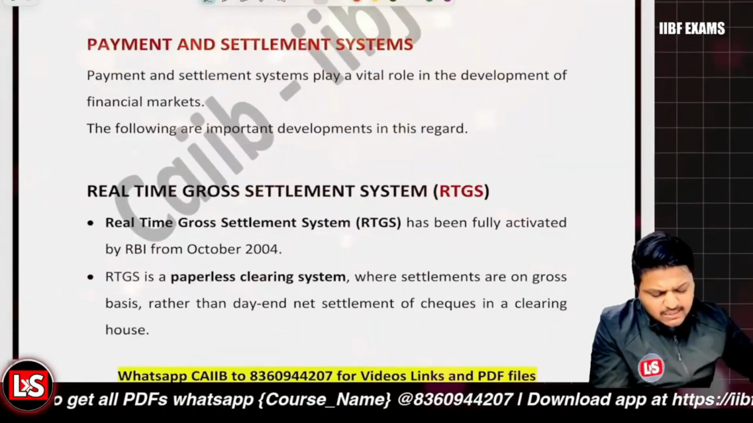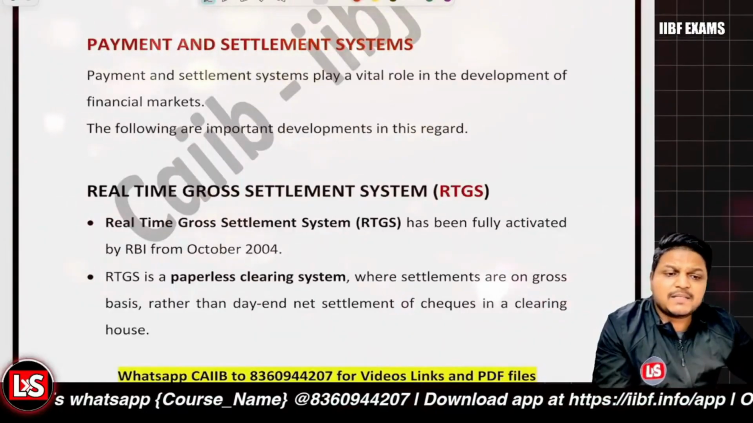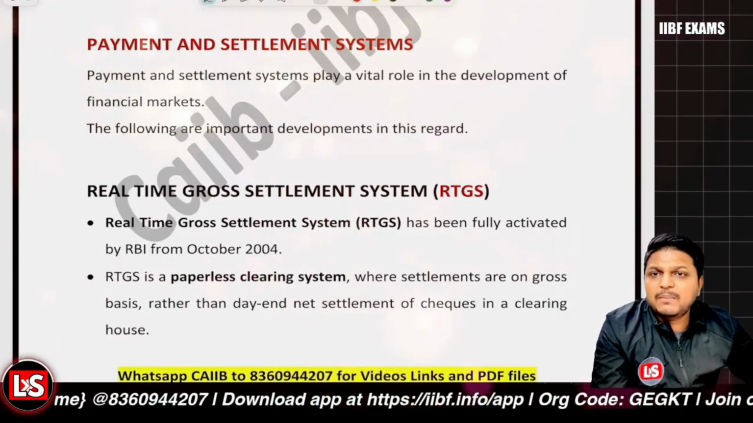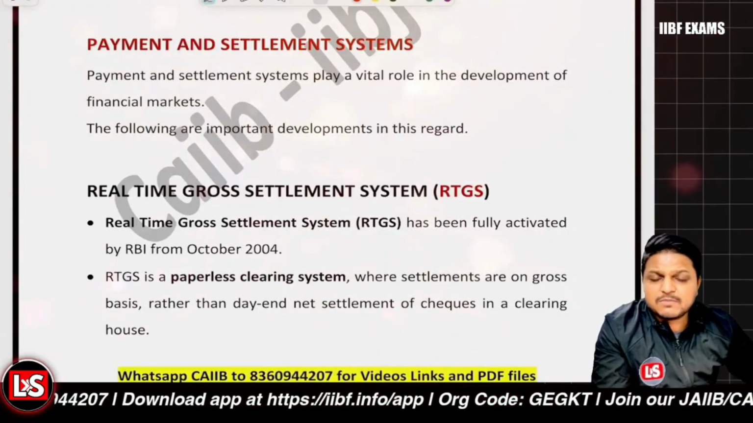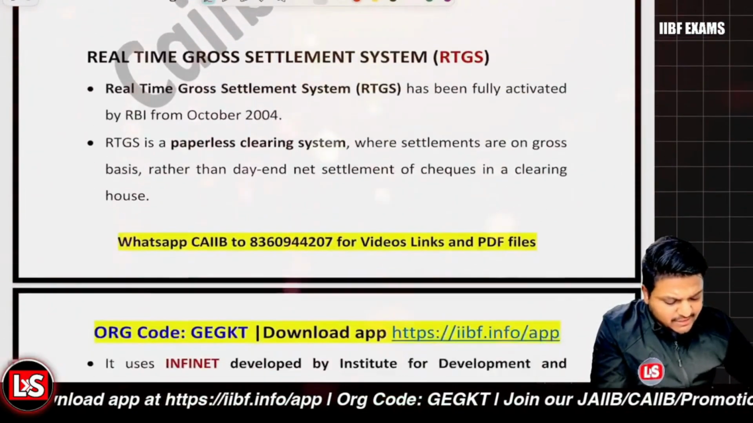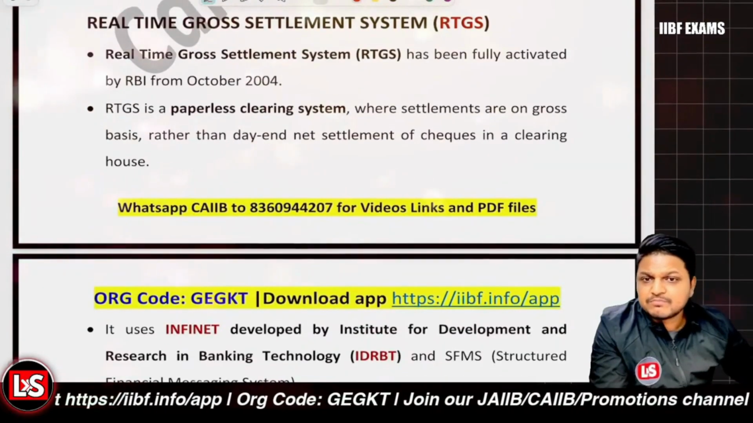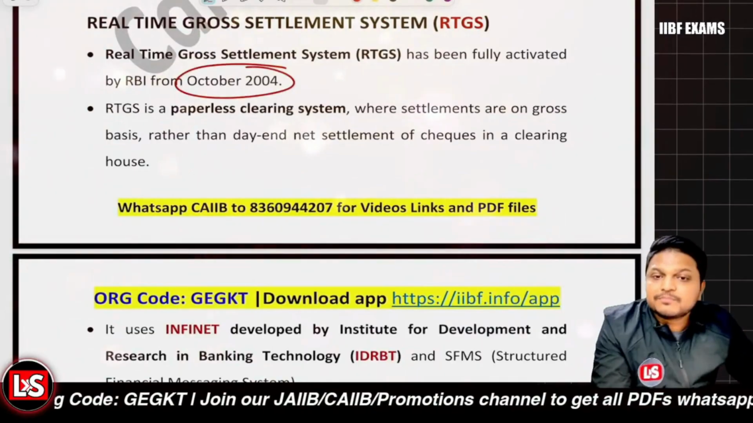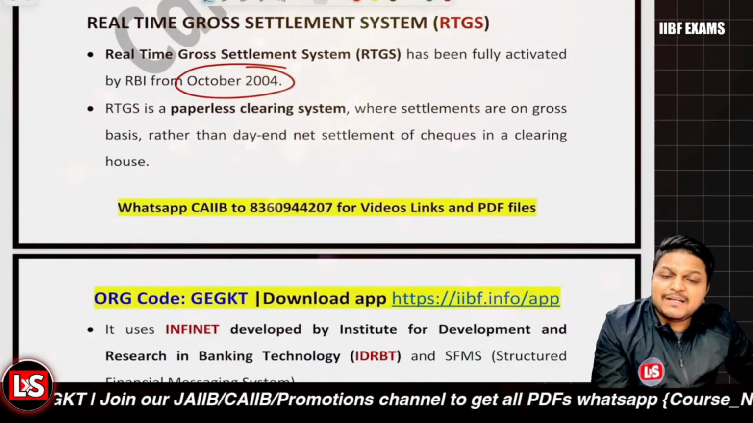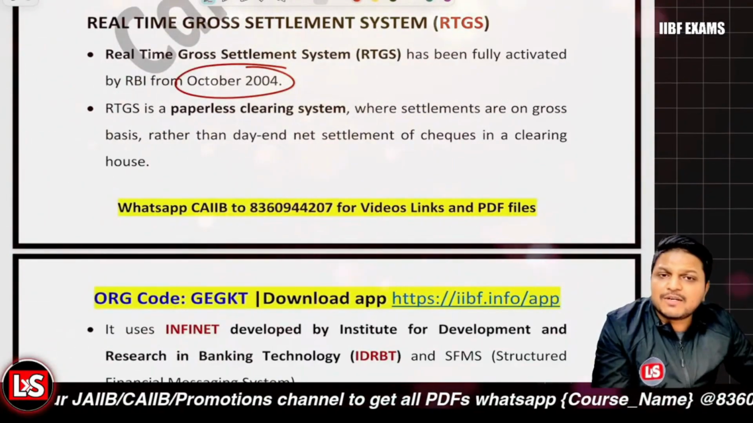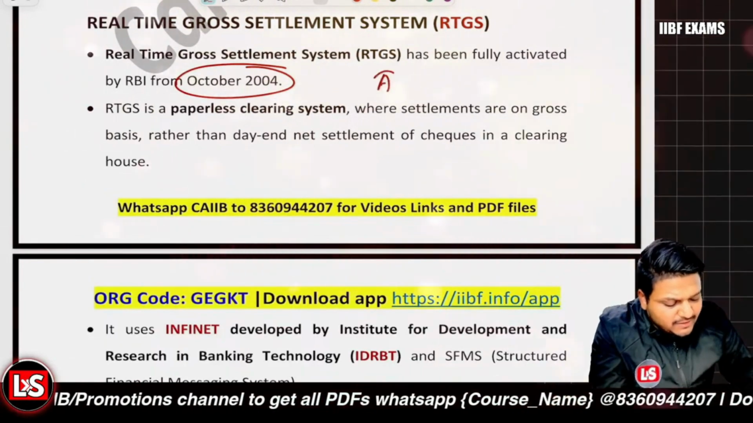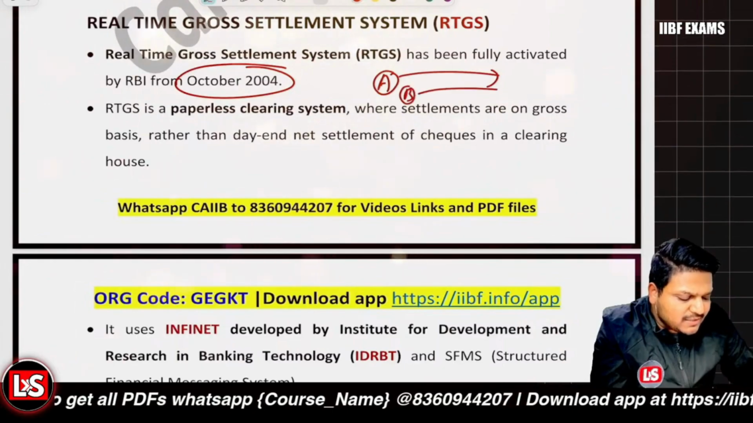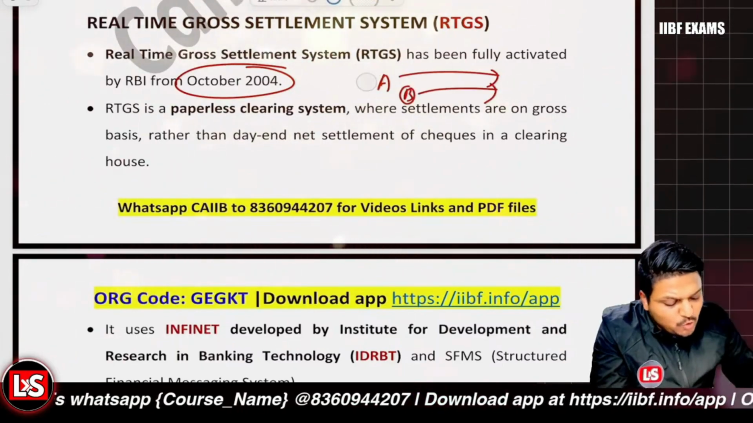Now, after that, it's about the payment and settlement systems. The first one is the RTGS, that is the Real-Time Gross Settlement system. It started in October 2004, and it's on a real-time basis. There is no netting of transactions. If A did a transaction, it will be settled individually. If B did a transaction, it will be settled individually.